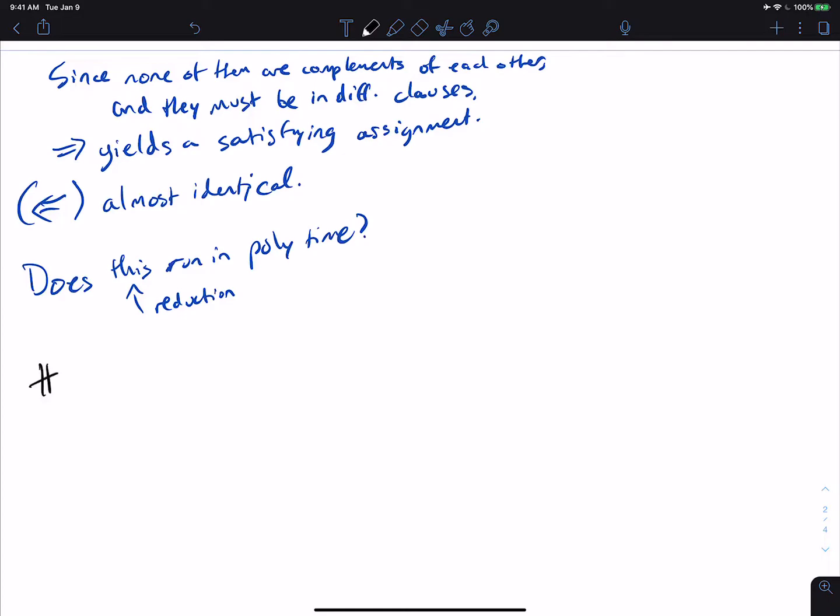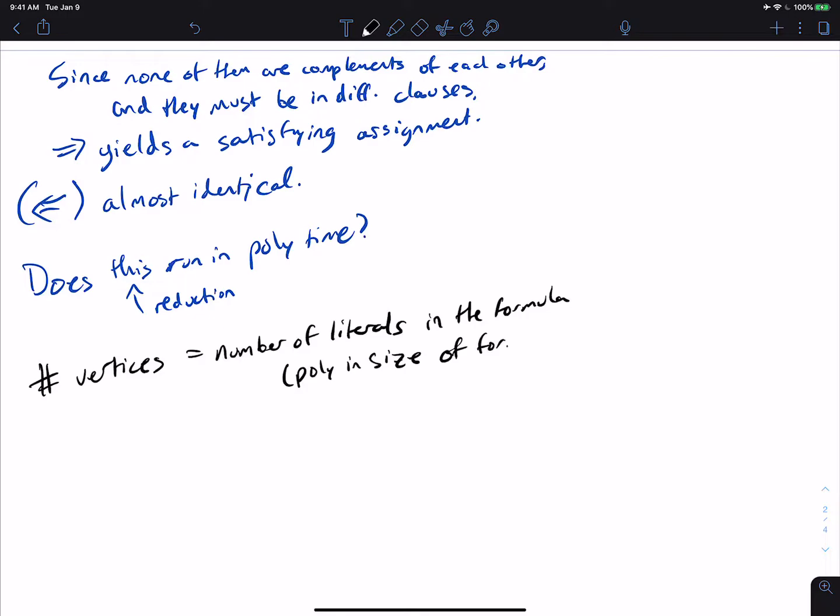Well, what is the number of vertices that we have? Well, that is the number of literals in the formula, which is clearly a polynomial in the size of the formula. You can actually say that it's linear in the formula, but a polynomial is all that we really need here.